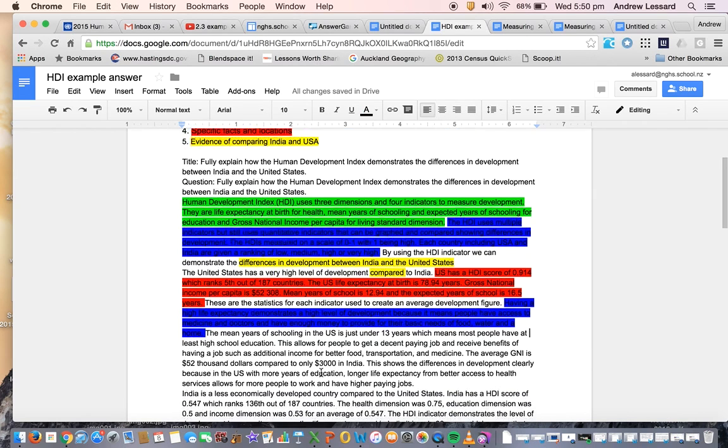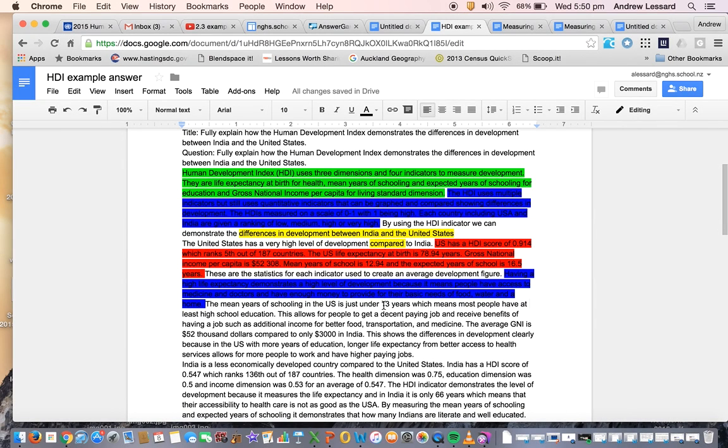And then next we go, the mean years of schooling in the US is just under 13. So once again, that's an example. Right, some stats. And then once again, I have to say, why is that stat important? Right, well, this allows for people to get a decent paying job, receive benefits of having a job, such as additional income, which buys them better food, transportation, and medicine, and helps them live longer.